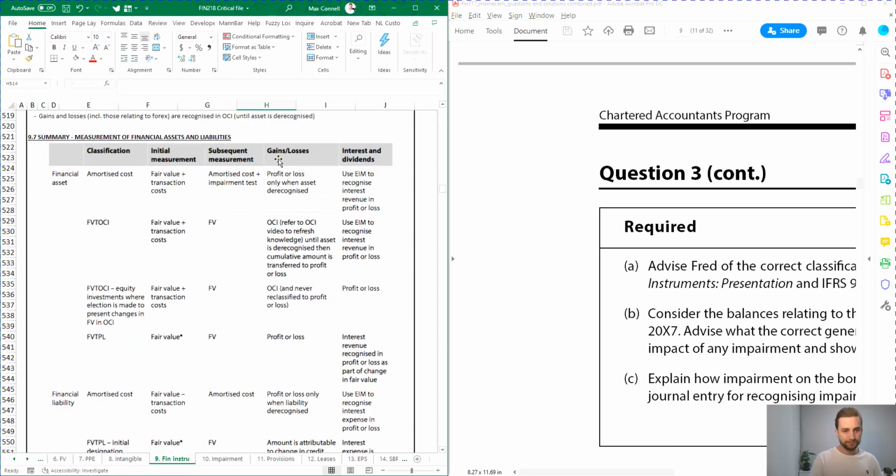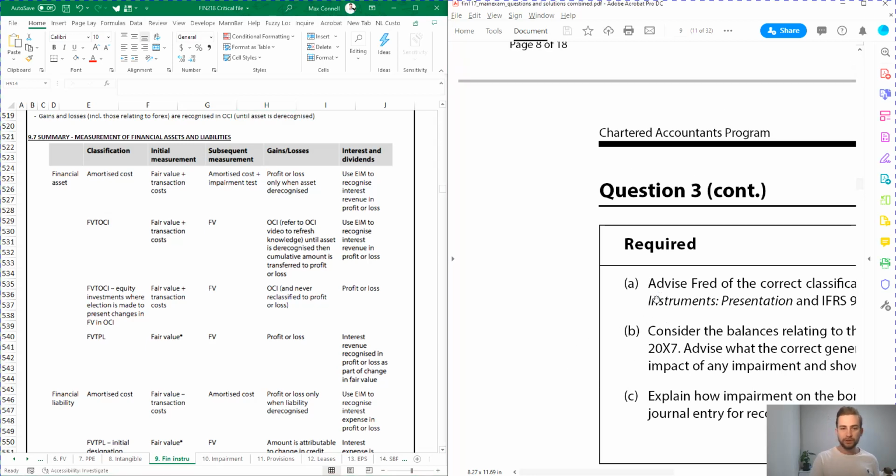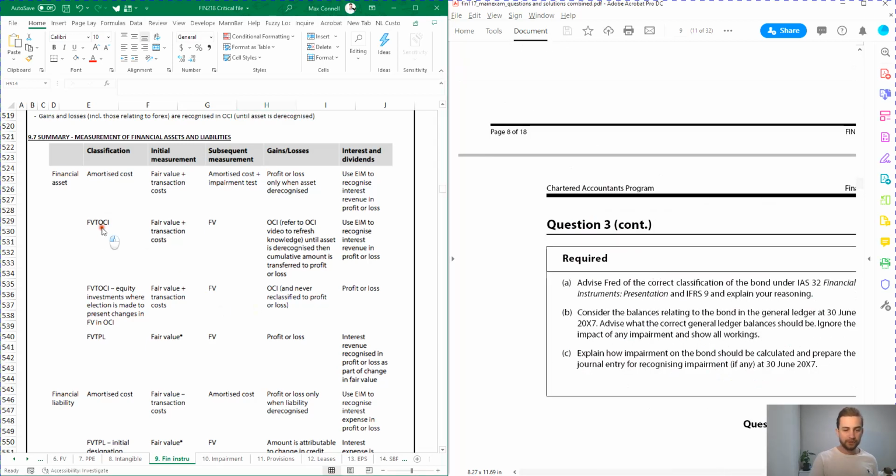Now this table gives us some information about how different classifications should be accounted for. So their initial measurement, the subsequent measurement, the gains and losses, and the interest and dividends. So in this table, I've found fair value through other comprehensive income, which is how we need to be accounting for this particular transaction. Okay, so the first thing is that initial recognition should be at fair value plus transaction costs. Subsequent measurement should be at fair value. Gains and losses go through OCI, and interest and dividends need to be calculated using the effective interest method, and it's through the profit and loss.